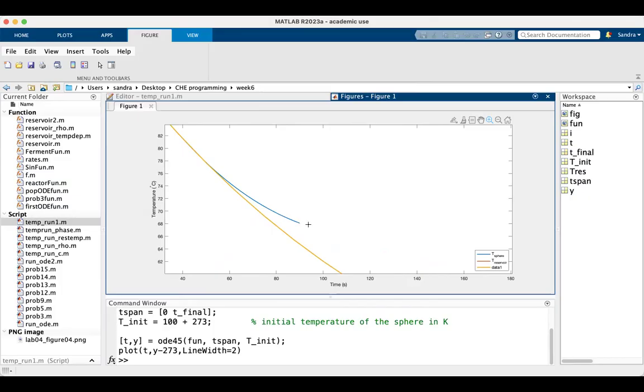Now the T reservoir is changing. You have this blue curve. I hope that is clear. If you have any doubts, please do unmute yourself and ask.